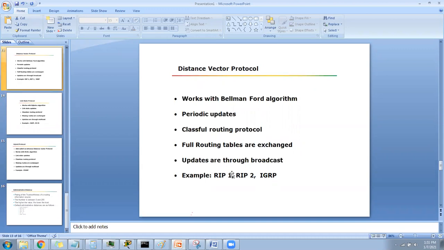RIP started as RIP version 1, then version 2. And IGRP, this protocol is dead, and RIP version 1 is also dead. So only we have RIP2, Routing Information Protocol. So in the distance vector protocol, we have RIP2.